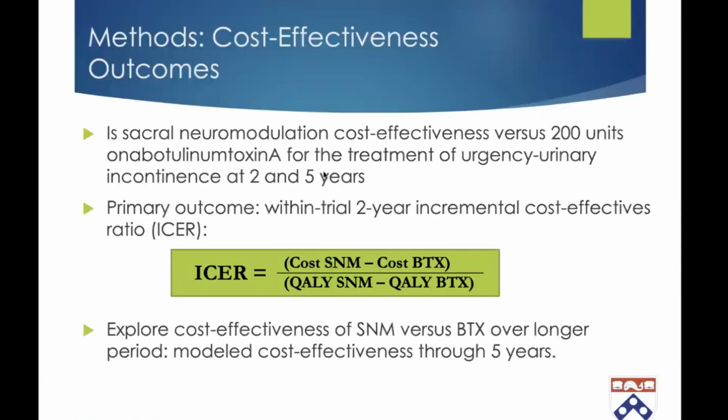So the question for the cost effectiveness is: is sacral neuromodulation, SNS, cost effective versus the Botox injection for the treatment of urgency incontinence? Two years was our trial, but because of the battery life going out to 4 to 6 years, we did a model-based extrapolation to 5 years. But our primary outcome, again, is this ICER, the delta cost of the InterStim versus the Botox divided by the effectiveness, which is QALYs, of the InterStim versus Botox.